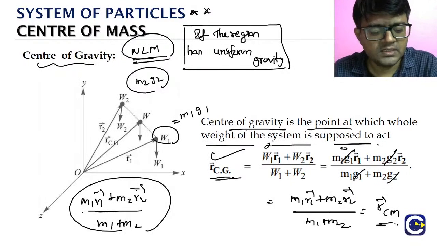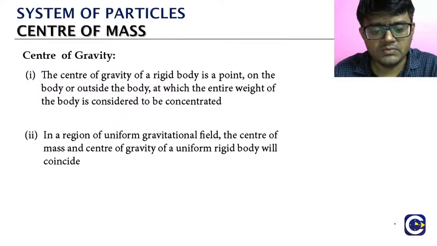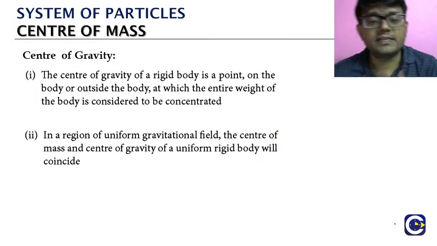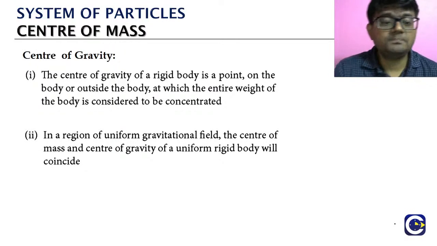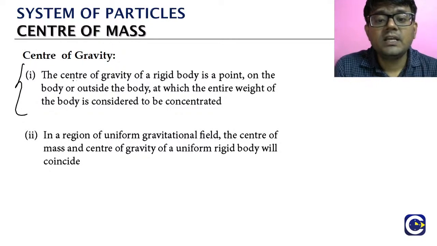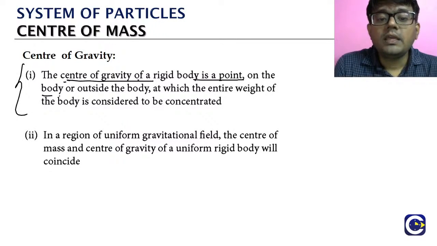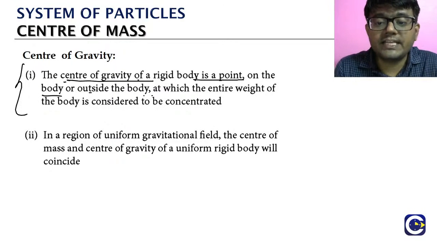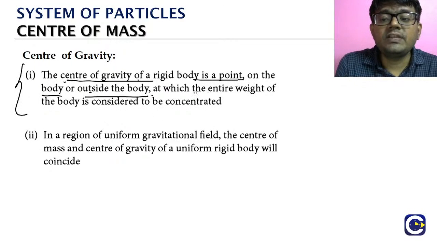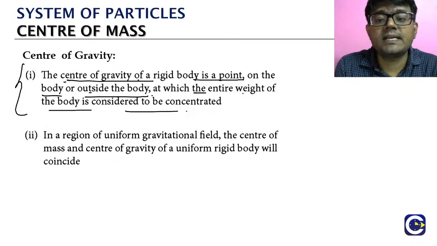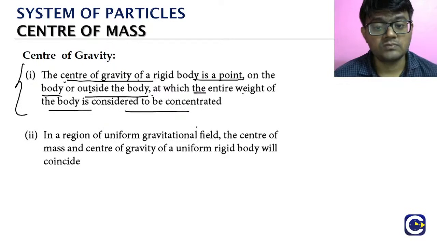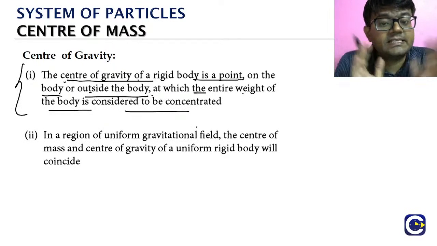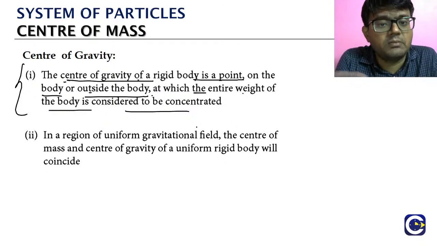Okay, so on the point in correct now, look at this. These are another important points. We can expect some theoretical questions to come. Okay, what is the other point? The center of gravity of a rigid body is a point either on the body or outside the body, at which the entire weight of the body is considered to be concentrated. In the same concept we talked about in the case of center of mass also. Now center of mass, we said, can be on the body or outside the body.